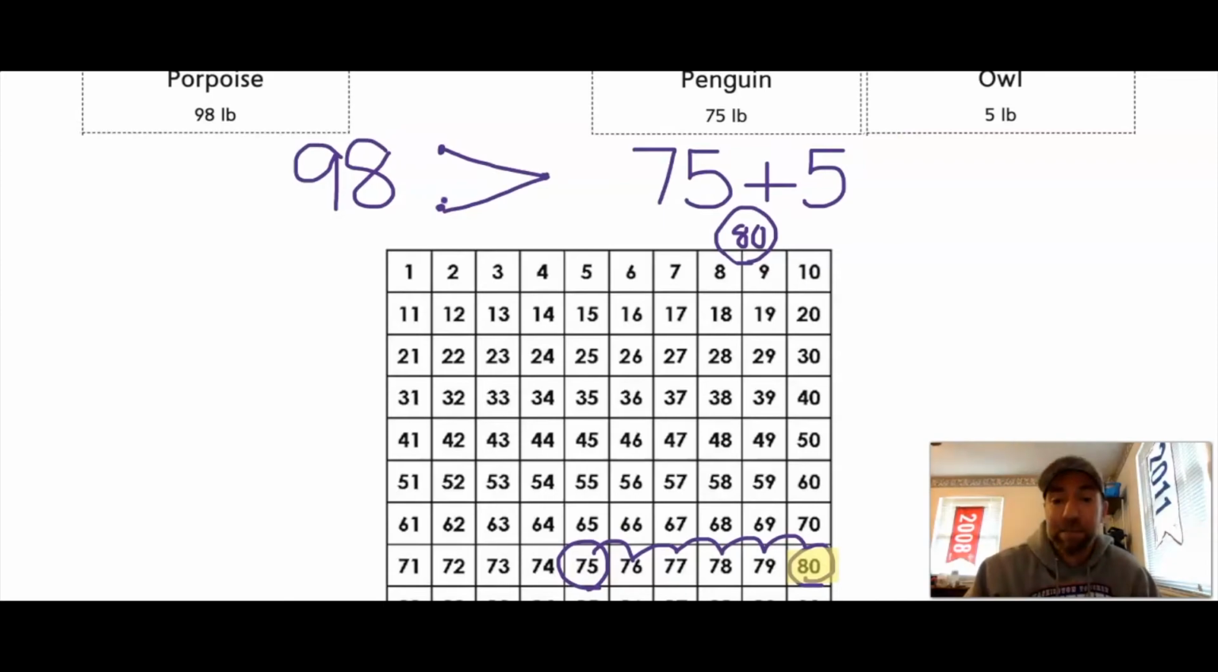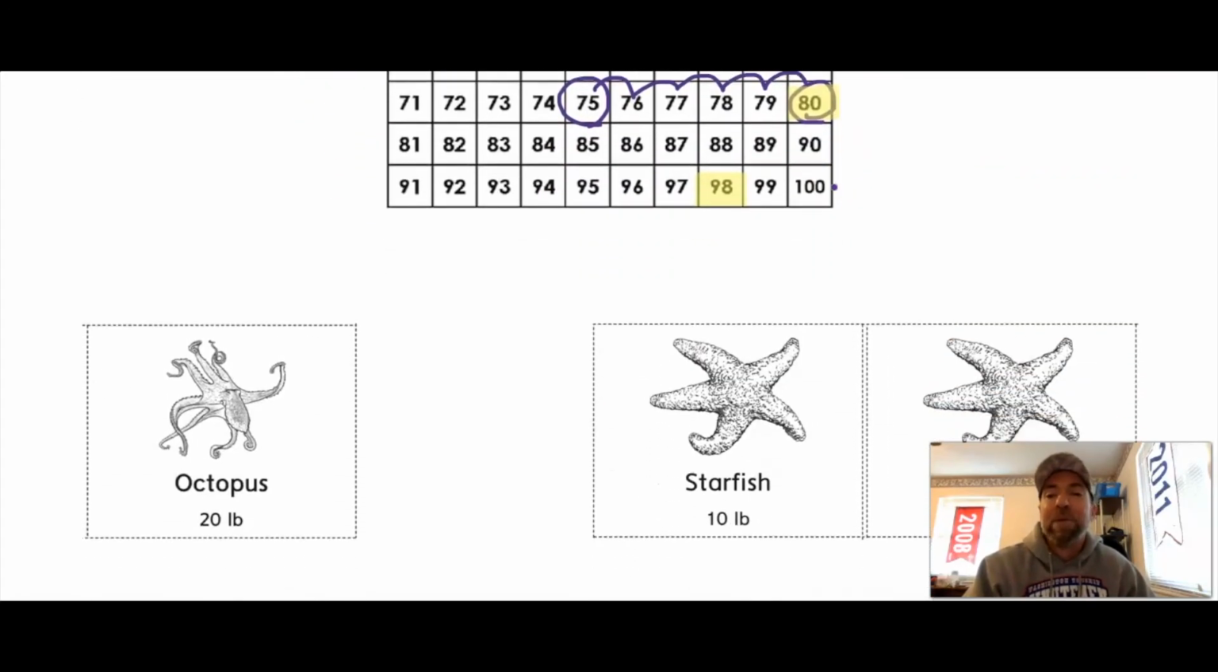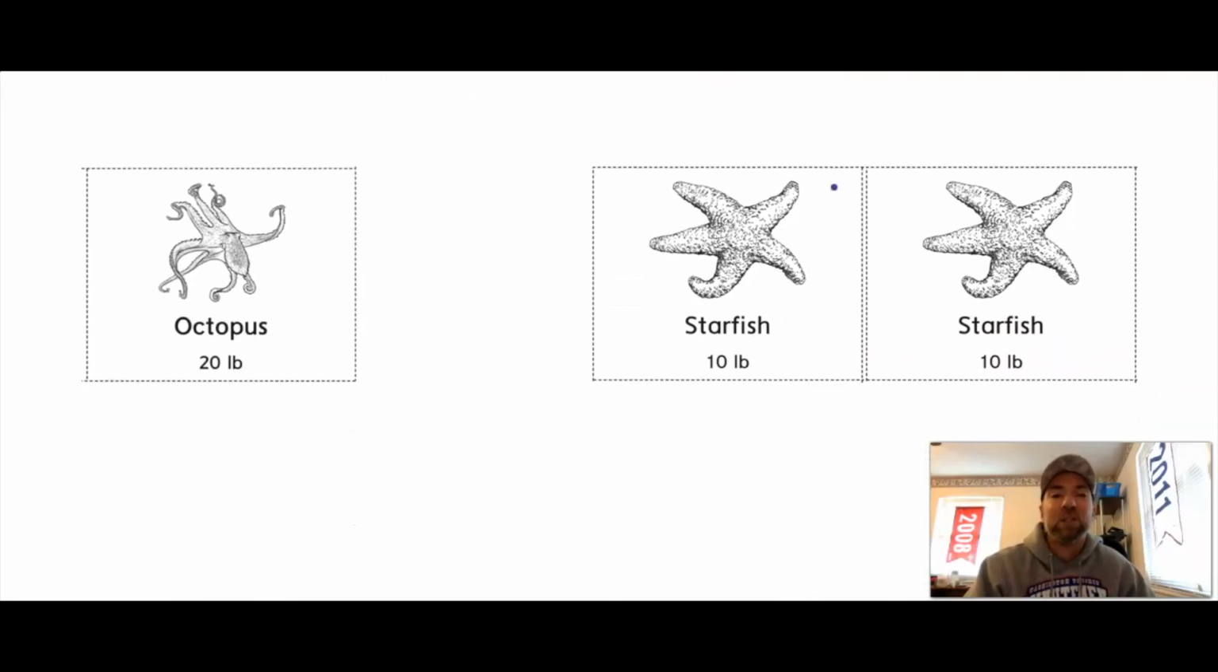Let's read this number model. 98 is greater than 75 plus 5. You try. 98 is greater than 75 plus 5. Awesome job. We have one last one to try.